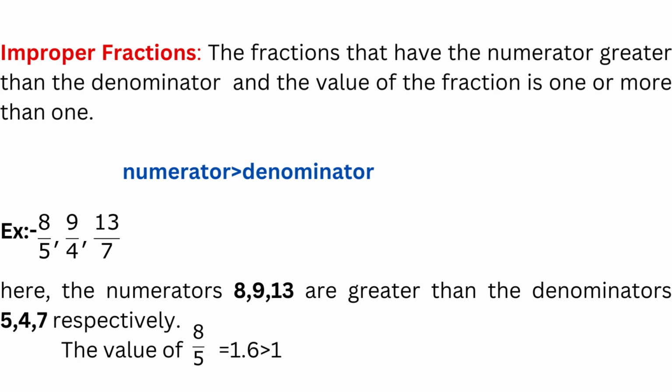Okay, let's take the fraction 8 by 5. 8 is the numerator, 5 is the denominator. So numerator 8 is greater than the denominator. So, such type of fractions are called improper fractions. And if we take the value of 8 by 5, that is equal to 1.6, and that is greater than 1. So, in improper fractions, the numerator must be greater than the denominator and the value of the fraction is 1 or more than 1.